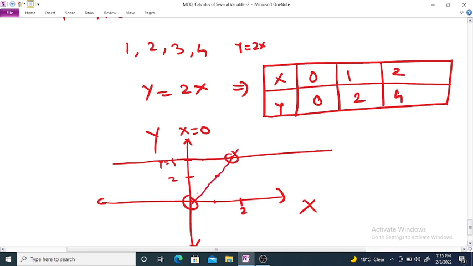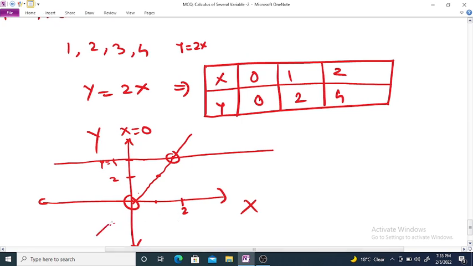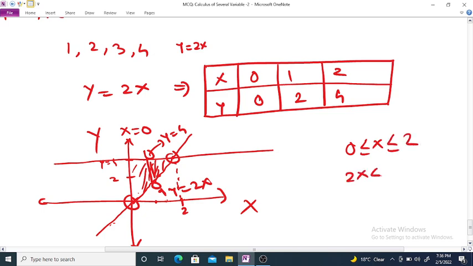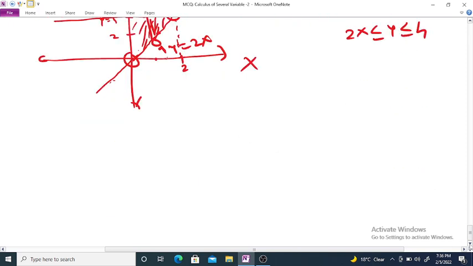If we draw this line, we get this closed region. If we consider a vertical line, it enters at y equal to twice x and leaves at y equal to 4, and such a line varies from x equal to 0 to x equal to 2. You can see here x is equal to 2. So 0 ≤ x ≤ 2, and 2x ≤ y ≤ 4, and therefore the area is equal to, what is the area?